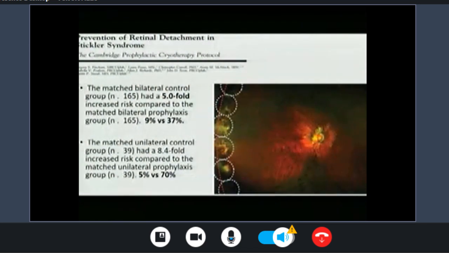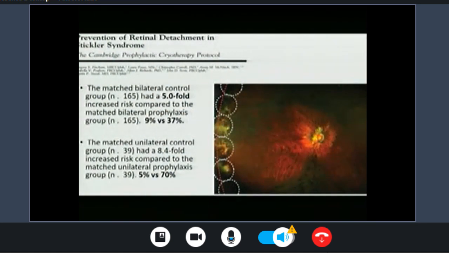So they had groups: patients who have Stickler, no detachment. They did bilateral prophylaxis, and a group of control patients who did not receive anything. And there is another group who developed detachment in one eye, and they addressed the other eye with either nothing or with the cryotherapy. So there are two groups.